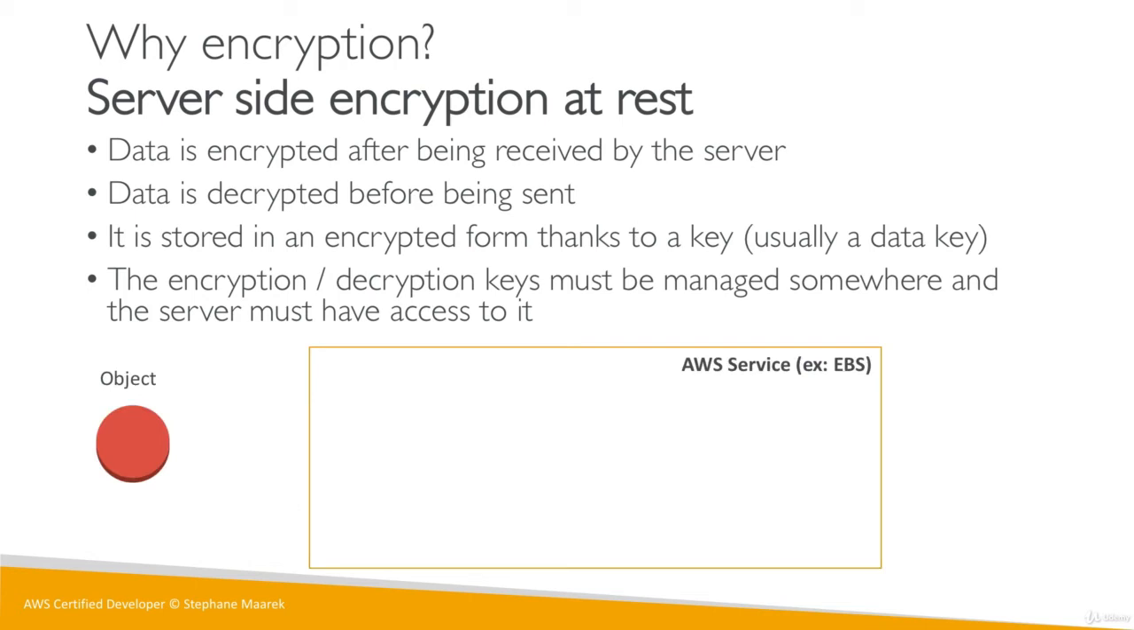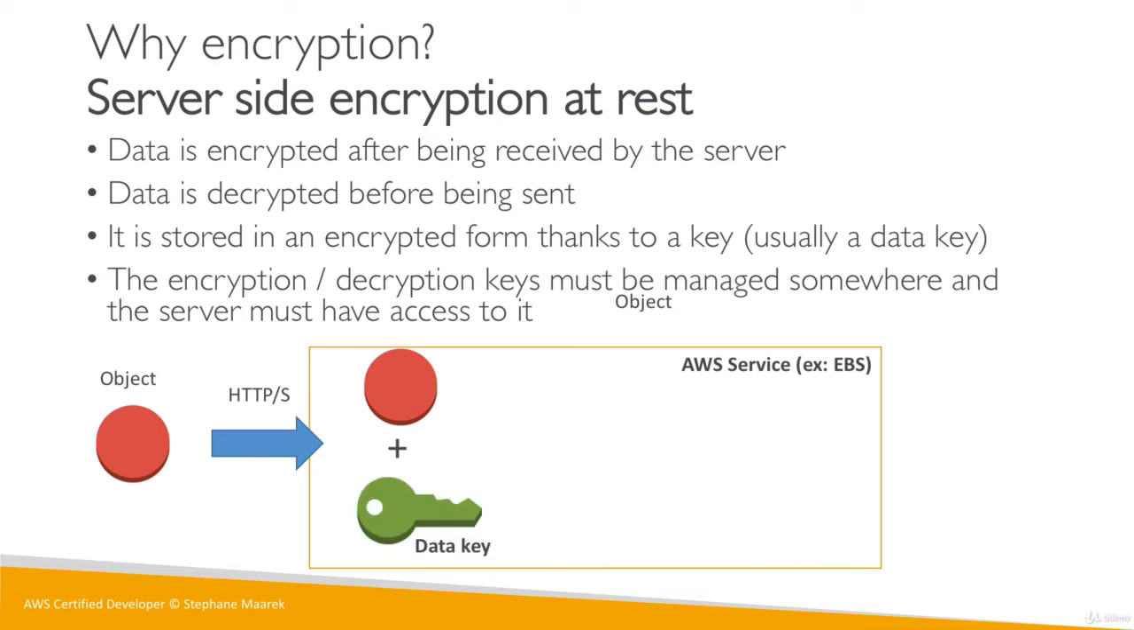So here's our object, and we're going to transfer it, for example, to EBS. So it's going to be transferred over whatever mechanism, and EBS will use a data key. And using the data key, it will perform encryption of that data. And now it's stored in an encrypted form.